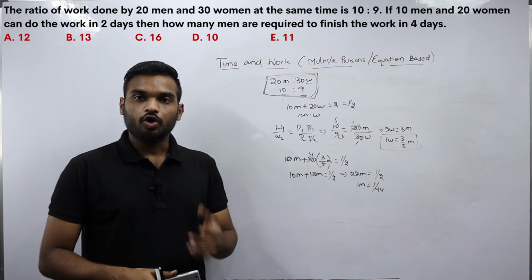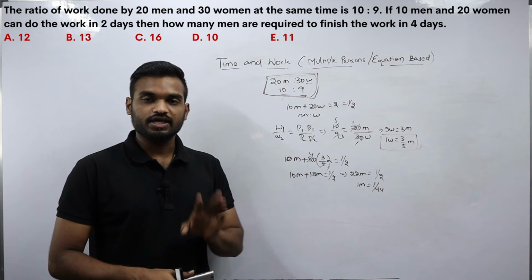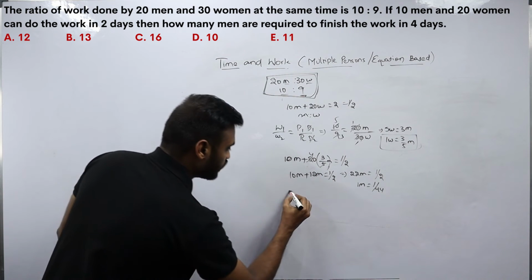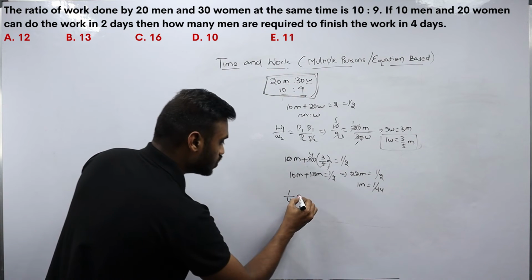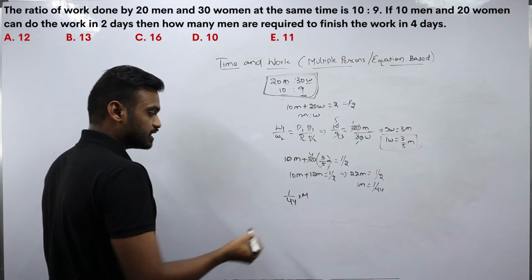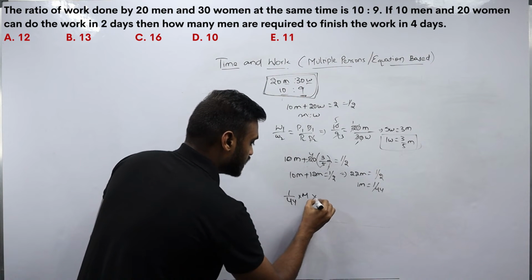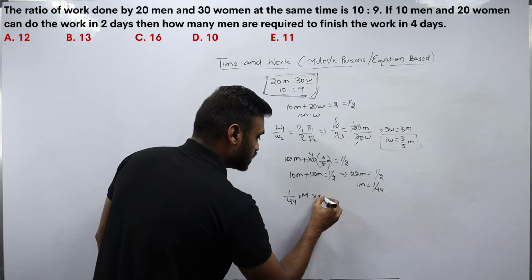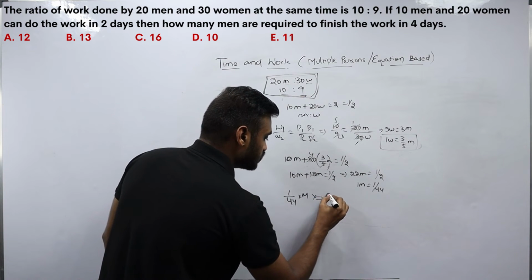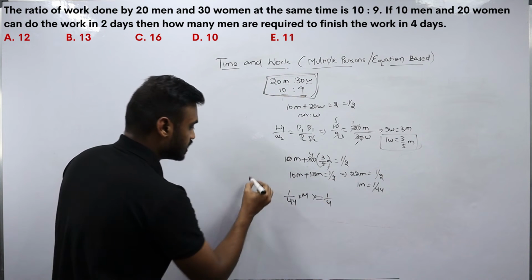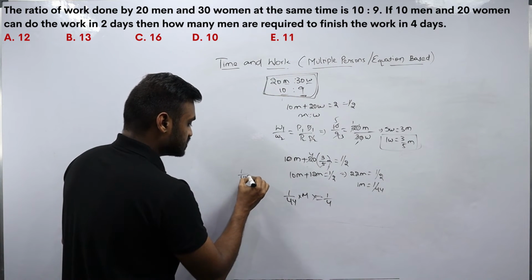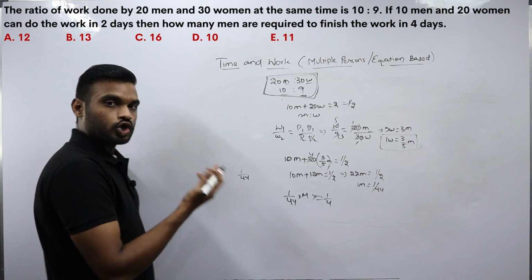Now we need to find out how many men are required to complete the whole work in 4 days. We know 1 man's efficiency is 1 by 44. We don't know how many men are required, so I am writing men as M. Also they are completing the work in 4 days, so we can simply write it as 1 by 4. I am writing this equation above so that you can understand. See, 1 man's efficiency is 1 by 44, but we don't know how many men.